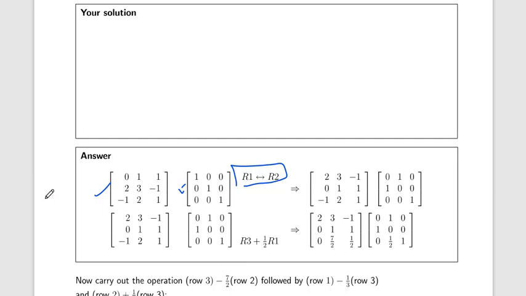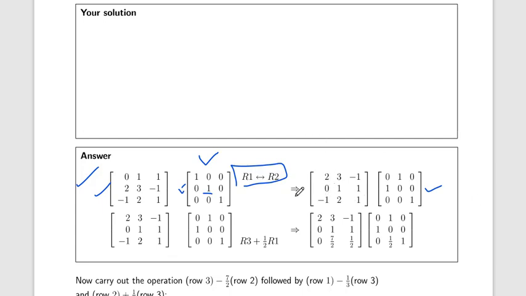So if we swap the rows, then we also have to swap the rows in the identity matrix. Okay, so you can see that in here also we swap the second and first row. Okay, second row and first row.